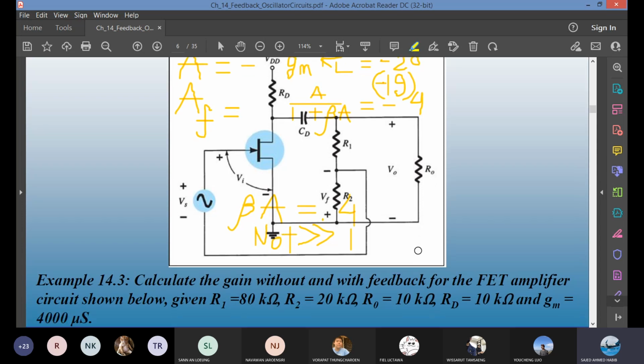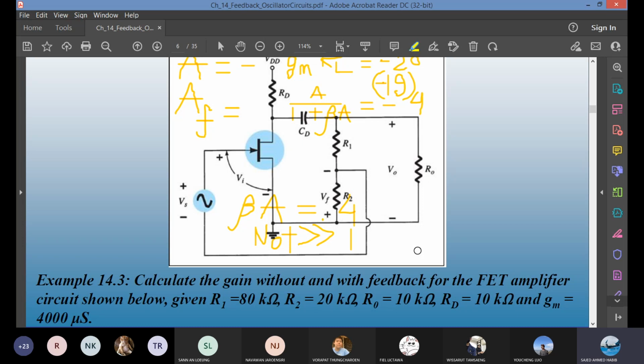So we solve the problem like this. We'll look at another example shortly after this. You will see beta A is much greater than 1, so you can approximate the feedback gain, A sub F, as 1 over beta. And there is not much difference. You can compare the two formulas, A divided by 1 plus beta A, you will get one value, and then compare with 1 over beta. You see they're almost the same.